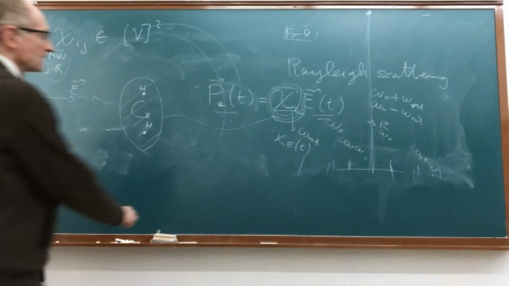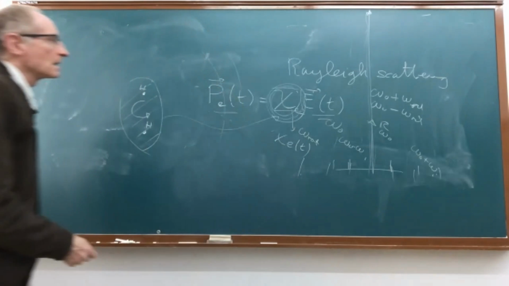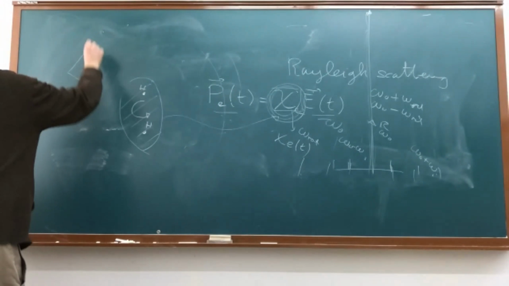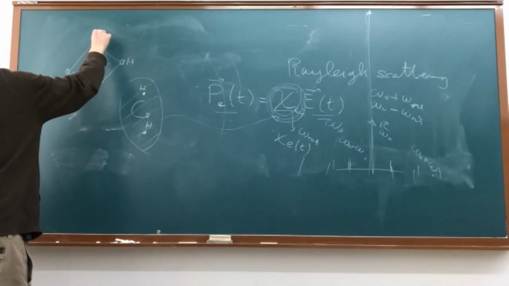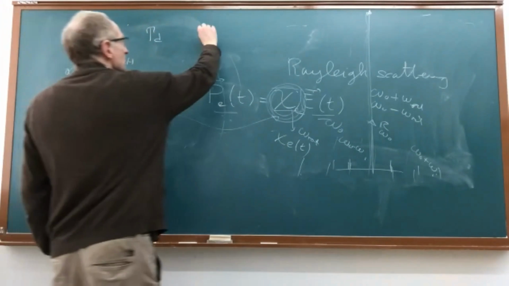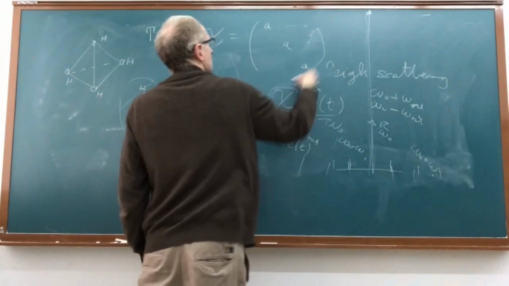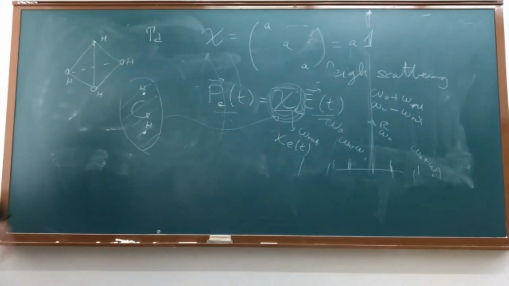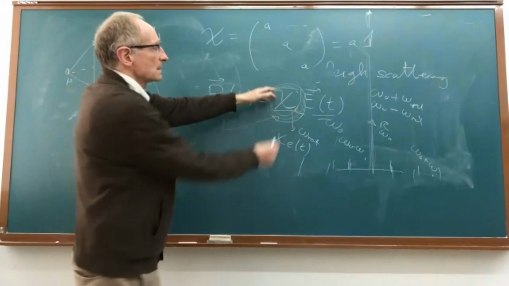Now, is this going to happen for all the molecules? No. Consider, for instance, the methane molecule. Methane molecule is like this. It has a group Td, and you remember that we computed that the polarizability tensor was isotropic. Now, how do I rotate a tensor? I'm saying this thing rotates.